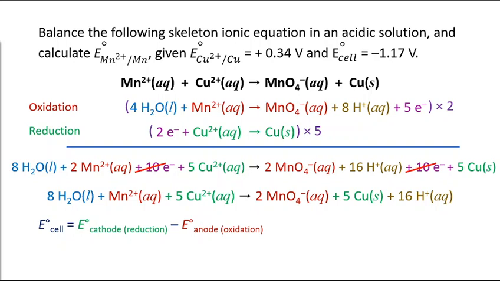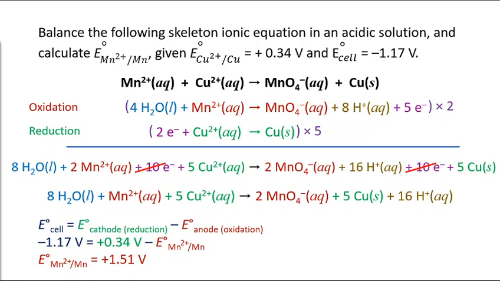Here we are given the standard cell potential of negative 1.17. We are given the standard half cell potential of copper 2 plus copper of positive 0.34. All we really need to do is plug it into this equation, making sure that your signs stay appropriate. Once you have the two equations, all you really need to do is add to the other side and solve for your standard potential of the manganese 2 plus manganese.